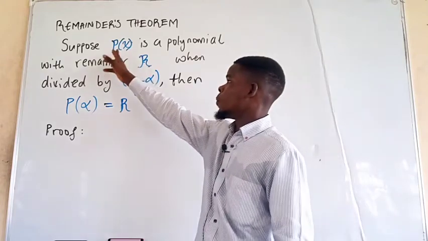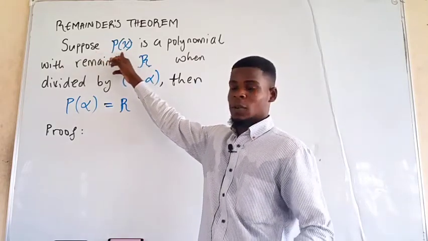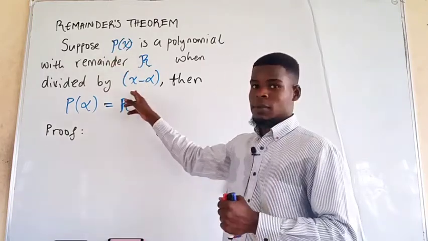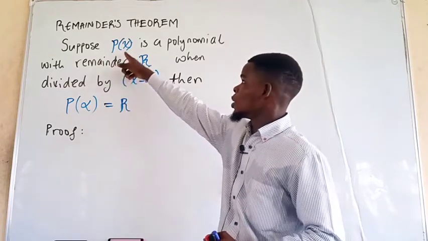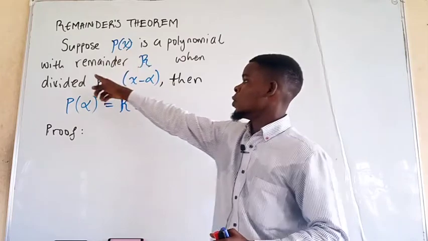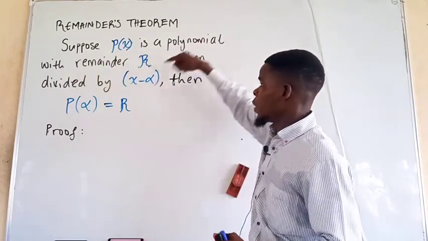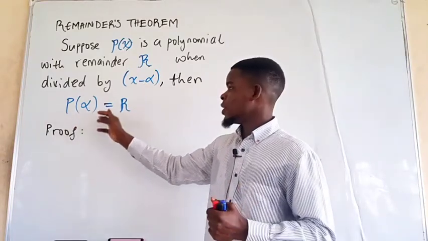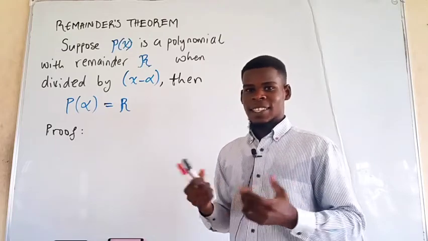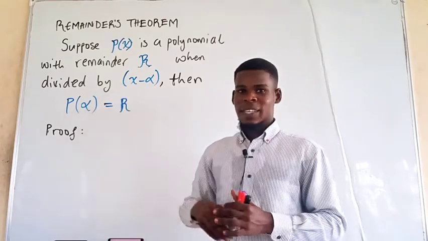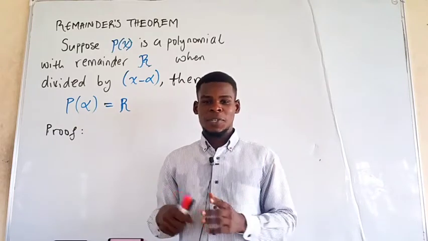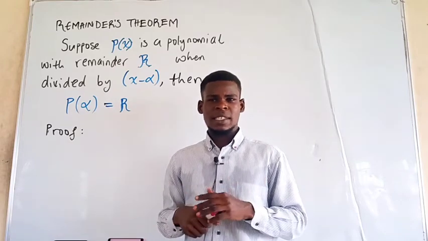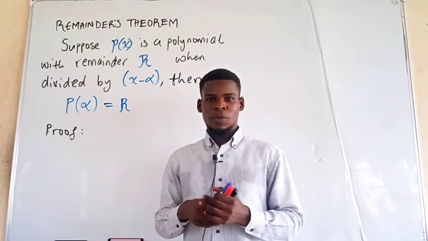Well, suppose that we have a polynomial in terms of x, of a certain degree, which is bigger than or equal to 1, right? So suppose this is a polynomial with remainder r when divided by x minus alpha, then p of alpha is equal to r. So p of alpha is equal to the remainder. So this is way too complex, but don't worry, I'm going to explain this, okay? Maybe I will use some particular examples or just any way that will be fit to you.